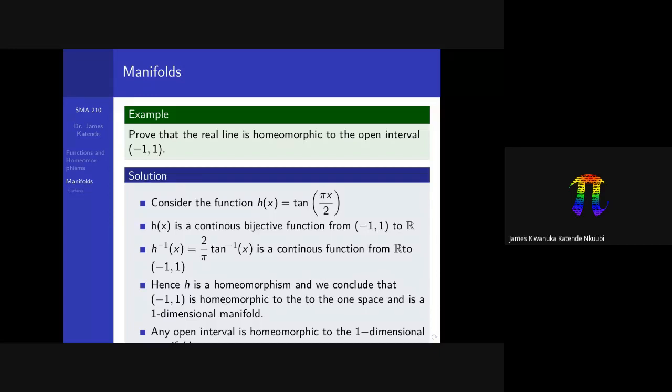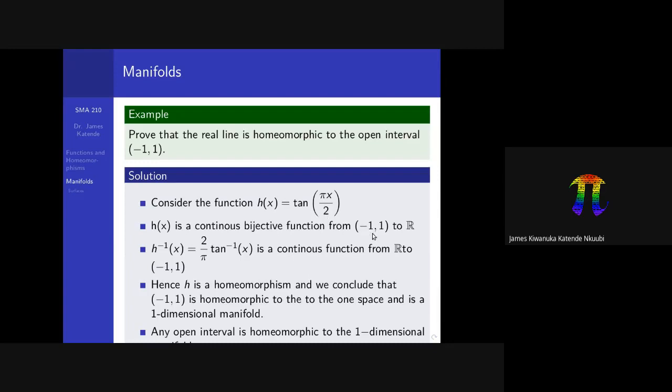So another way of drawing the inverse is just to reflect the curve of the function h of x along the line y equals x. Then you'll find the graph. You will also notice that the domain of the graph now will be the whole of the real number line, and the range will now be the open interval (-1, 1), right?